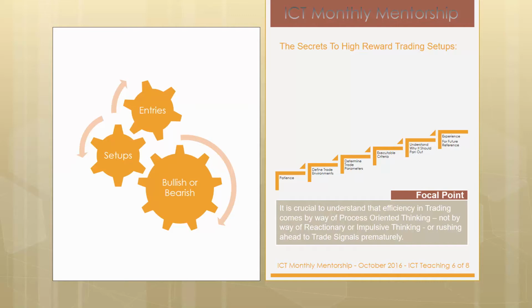So before we get into all those things, I want you to understand that it's crucial to understand that efficiency in trading comes by way of process-oriented thinking. And it doesn't come by way of reactionary or impulsive thinking, which also leads to rushing ahead and trade signals prematurely. I could tell you, if we were all going to sit over top my email box and look at some of the things that I got in by way of feedback, the reoccurring thing is I want to see trades. I want to see entries. I want to see get me in and get me out, that type of perspective.